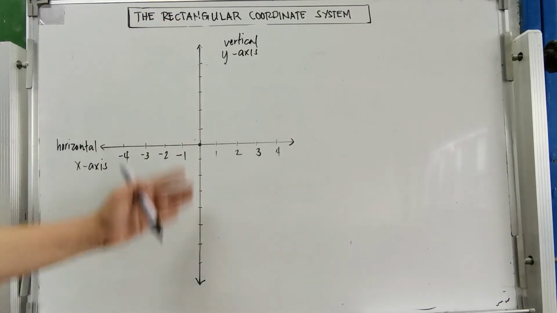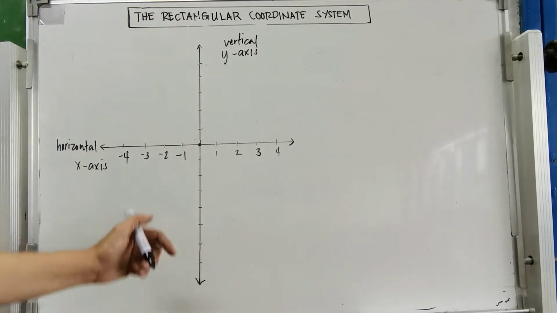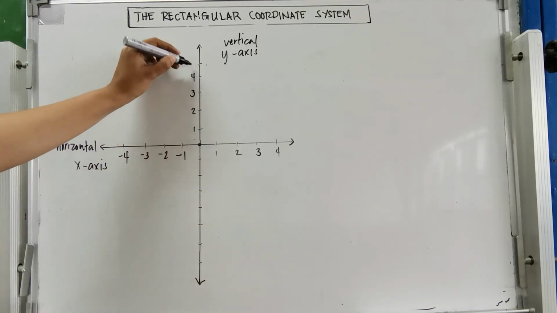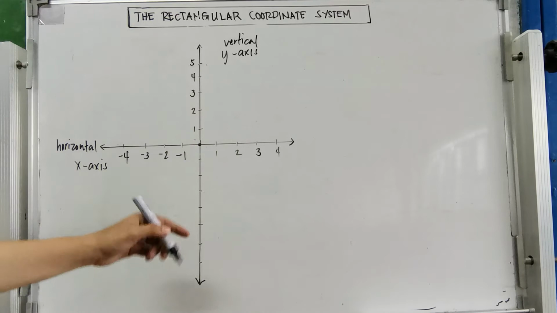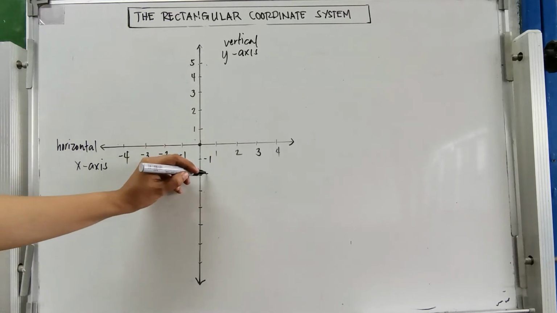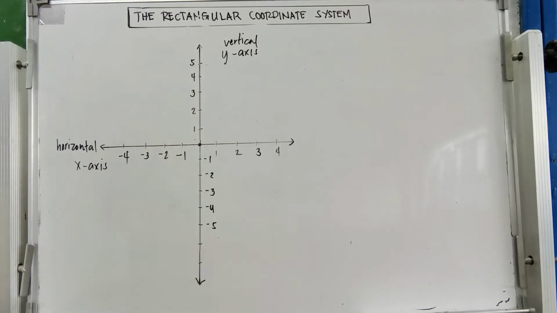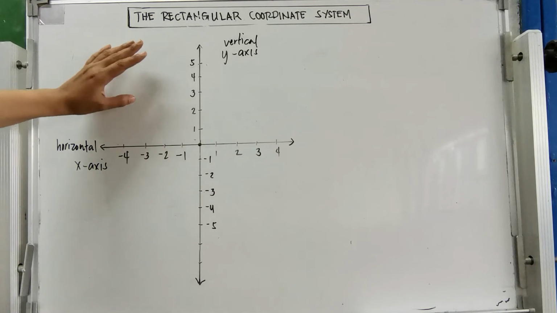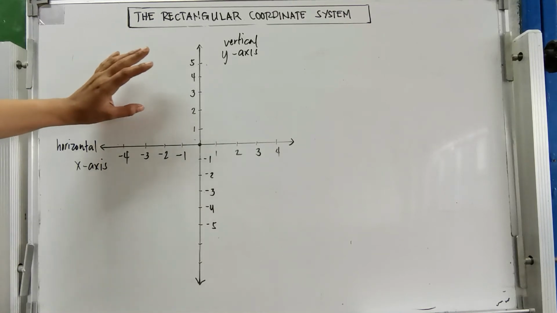What about in our y-axis? So in y-axis, dito naman sa taas yung ating mga positive numbers. And sa baba, dito naman makikita yung mga negative. Okay? Next. Take note that rectangular coordinate system has regions.